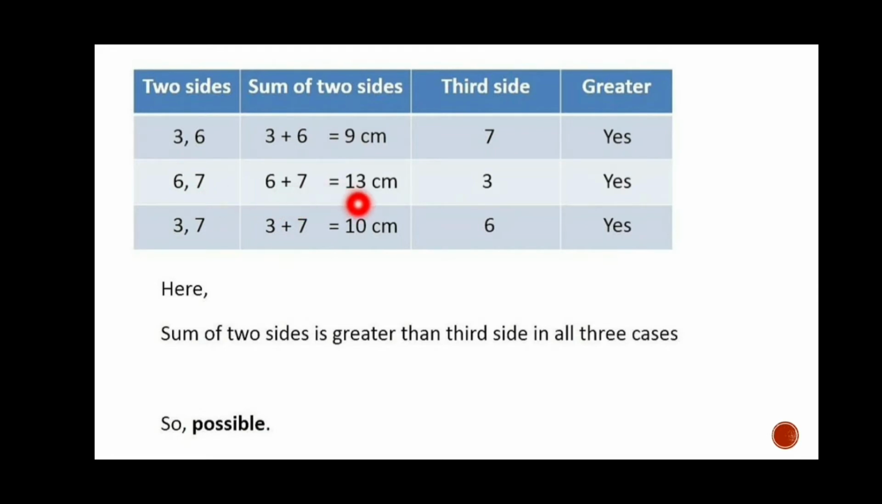6 plus 7 is 13. The sum is greater than the third side 3. So yes. And 3 plus 7 is 10, which is greater than the third side 6. So here also yes. Now you have got yes in all three cases. So we can say the sum of two sides is greater than the third side in all three cases. Hence we can easily form a triangle.